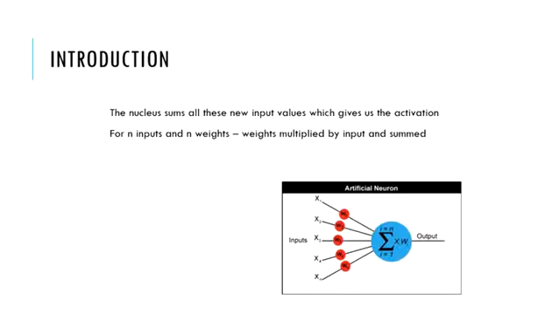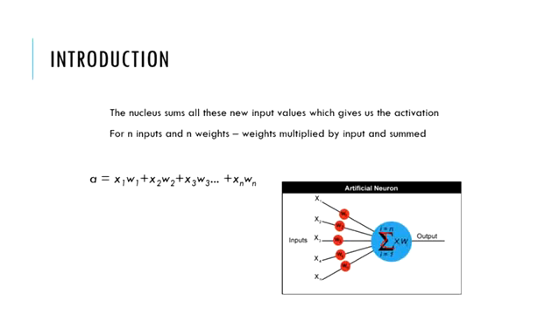So the nucleus sums up all of these input values. The job of the nucleus is to find the weighted sum of the inputs. It finds the sum of the inputs, but it's not a regular sum of the inputs, it's the weighted sum. So we assign some value or importance to each input and then calculate the sum of all of these.